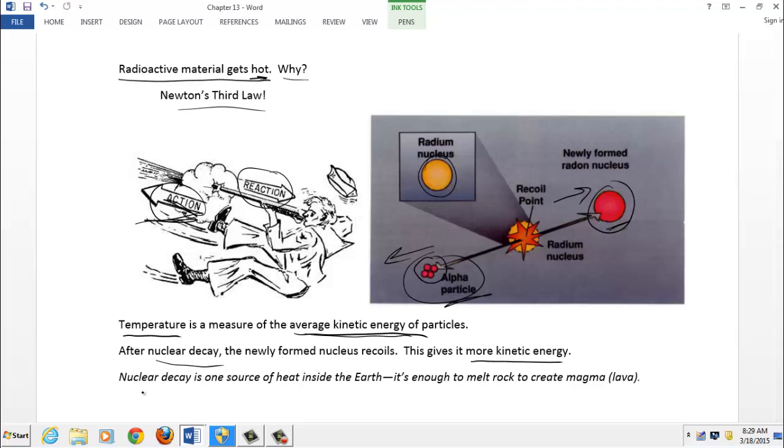It turns out that nuclear decay is one source of heat inside the Earth. And after millions and millions of years of radioactive decay inside the Earth, the heat energy is not coming out very quickly, and it just accumulates in the middle of the Earth, and that's enough to melt the rock to create magma. And then once the magma, molten rock, comes out on the surface, we call that lava.